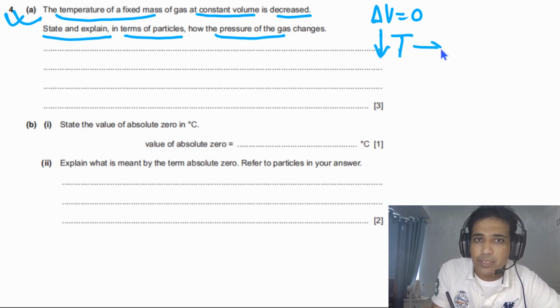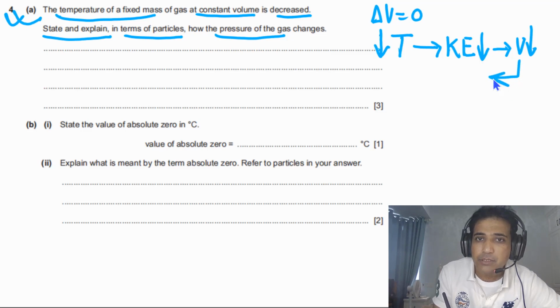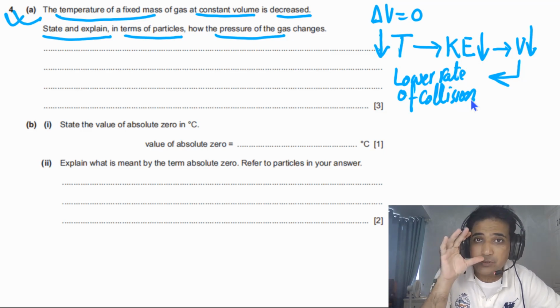So if the temperature of the gas decreases, it means that the kinetic energy of the particles decreases. So if the kinetic energy of the particles decreases, it means that the average speed of particles also decreases. If the average speed of the particles decreases, it means a lower rate of collision. So lower rate of collision is a very important point. Most of the time students don't understand what exactly is meant by lower rate of collision.